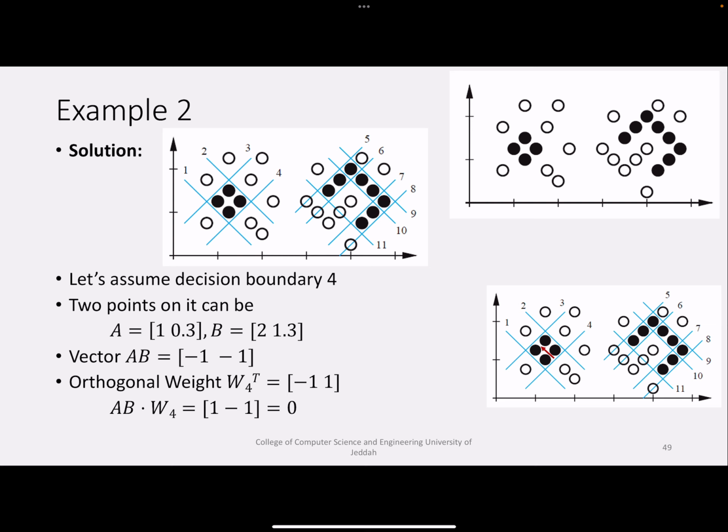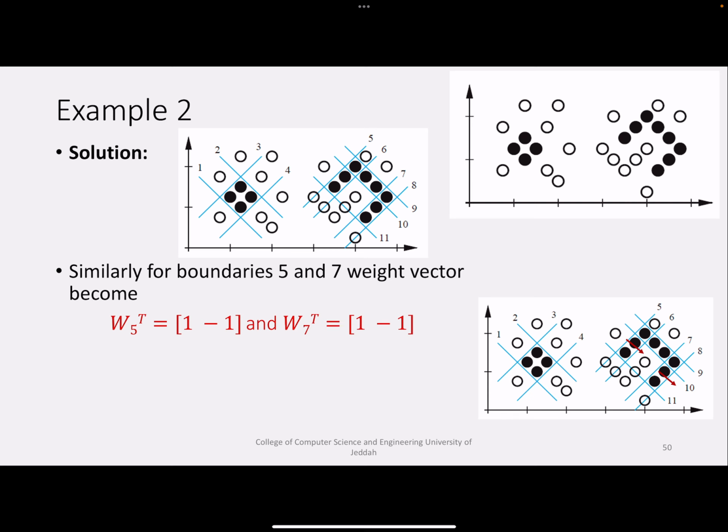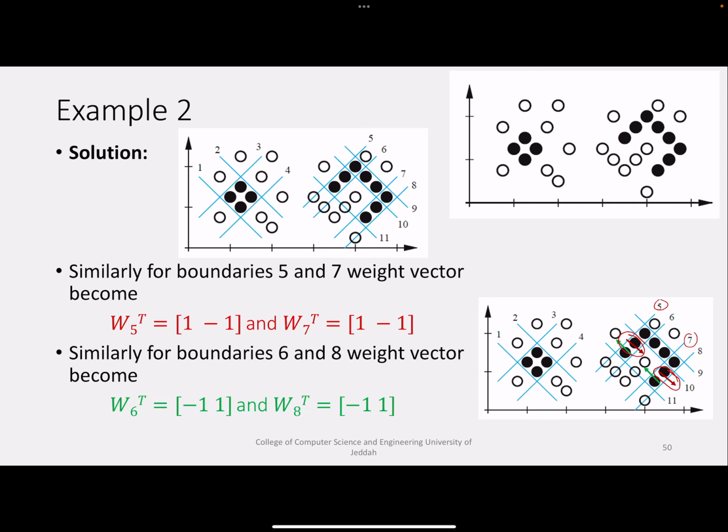We do the same thing for decision boundary number 4. You get this vector in the end, minus 1, 1, so minus 1, 1, this direction, right? That's what we have over here. You get the weight vector for W5. That's this one. I'm just jumping over the individual steps of picking 2 points and all that. We've got W7 over here. All right, W5, W7. We then find the weight vectors for decision boundaries 6 and 8.